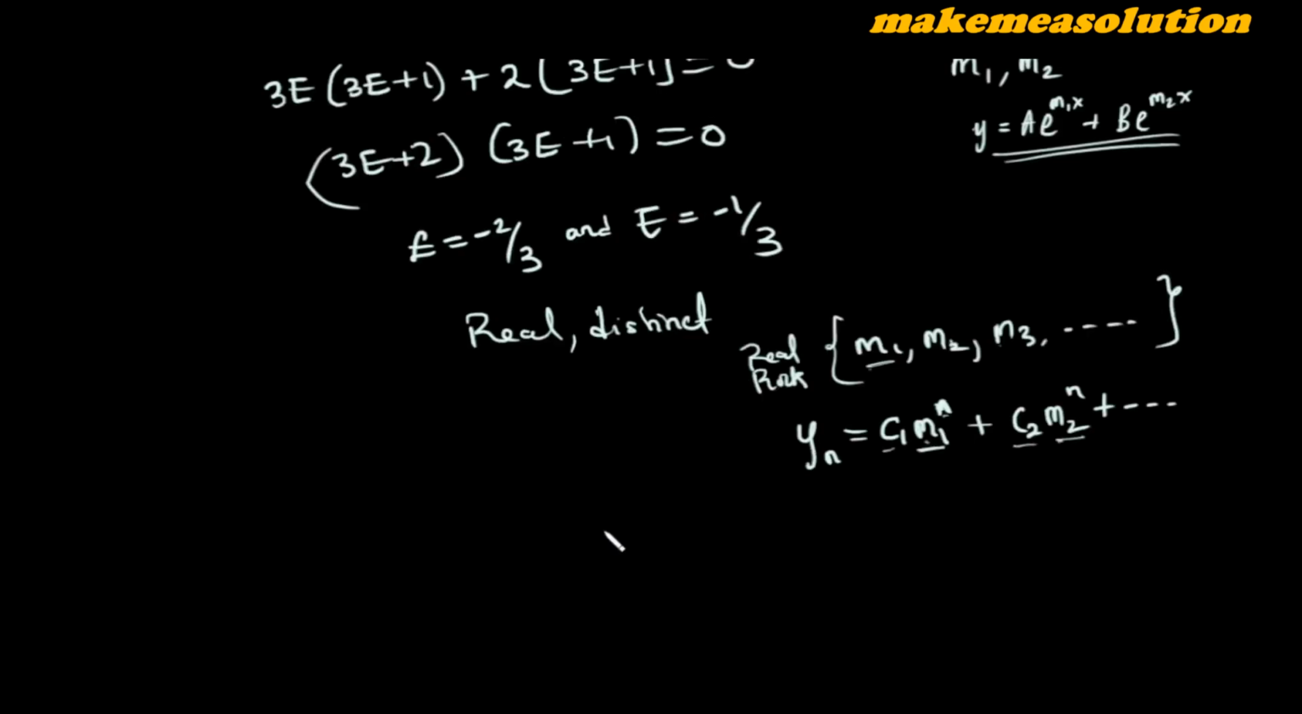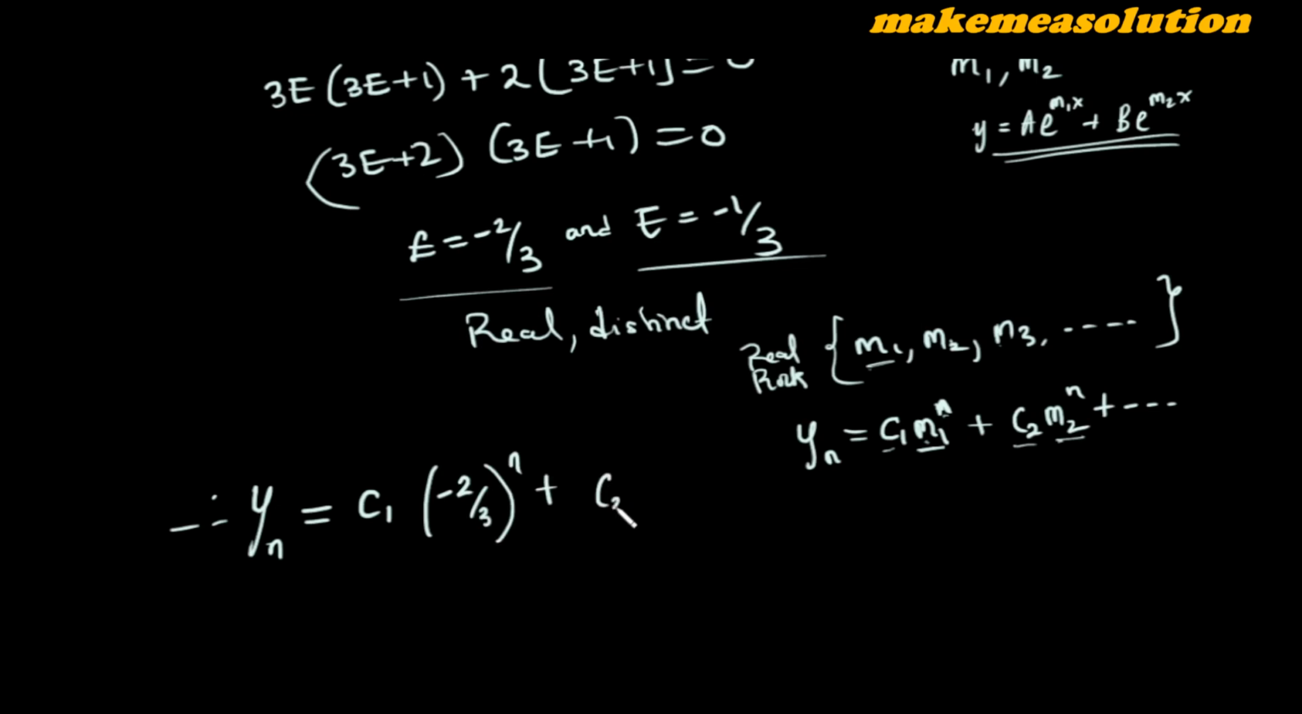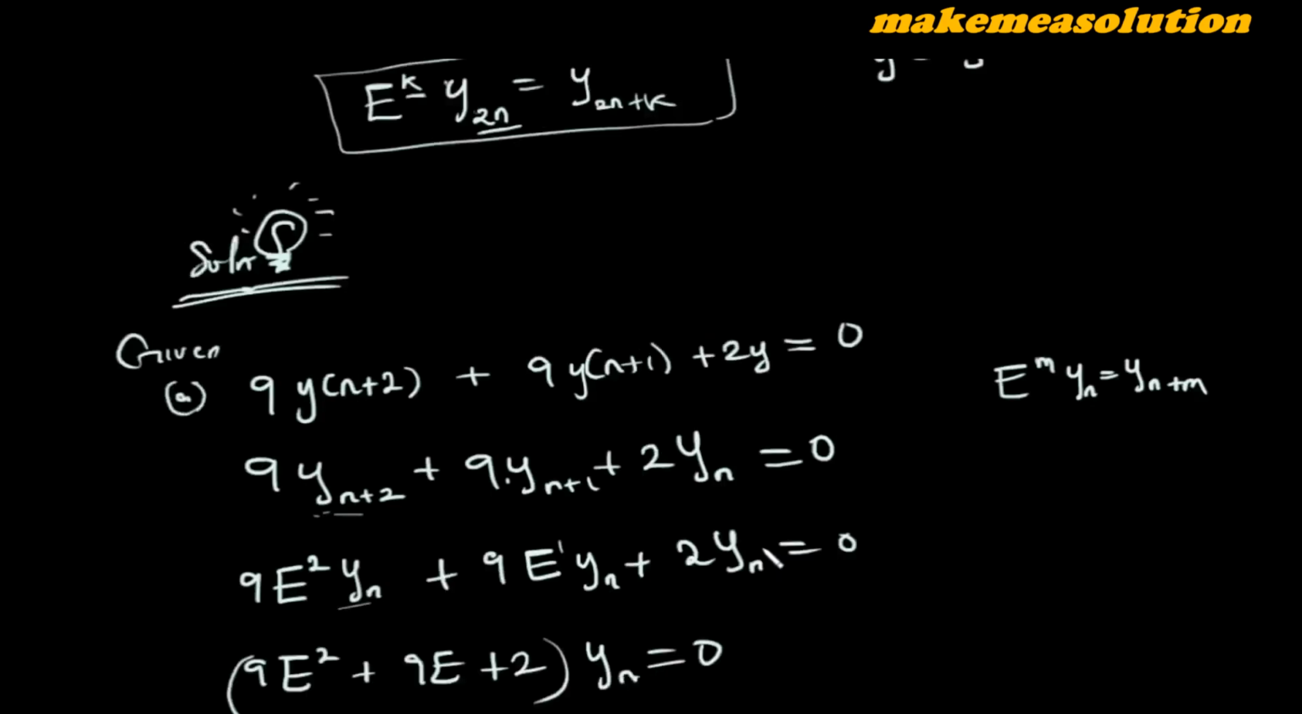So given that we solved this equation and we have two roots, our y of n is going to be what? Let's choose an arbitrary constant. Let me say I choose c1, then I'll have c1 times negative 2 over 3 raised to the power of n, plus c2 times negative 1 over 3, sorry, raised to the power of n. So this is the solution of the difference equation given to us above.